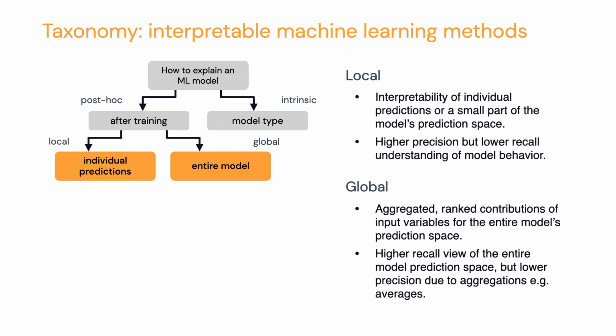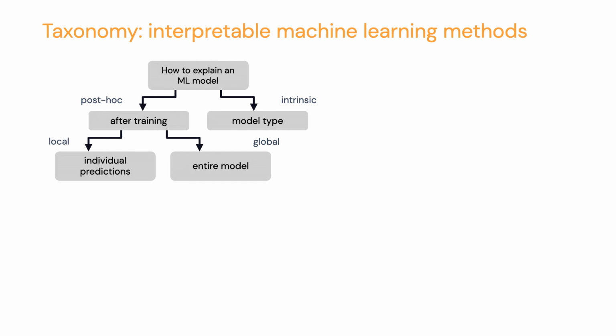Global here refers to whether the interpretability scope is the entire model's prediction space. This is typically accomplished with aggregated, ranked contributions of input variables. As a result, these methods provide a more complete map of the prediction space, but can fail to accurately identify certain areas of the prediction space, and certainly individual predictions, due to them being obscured by aggregate patterns.